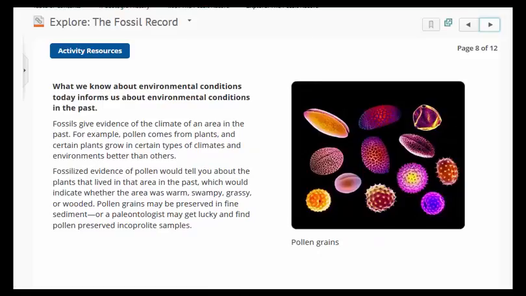And of course, what we know about the environmental conditions today informs us about conditions in the past. Remember, the theory of uniformitarianism is that processes that work today, like erosion and weathering, are the same as the processes that worked in the early history of the Earth.